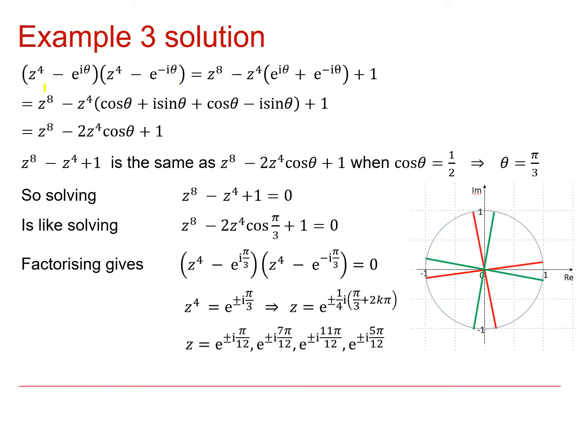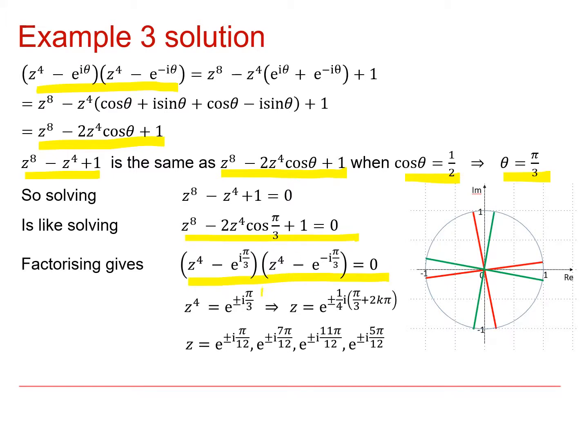There's our first pair of brackets multiplied out to give us this solution. This is where we've identified that this thing that we're going to use is actually the same as that, but when cos theta is equal to a half, so theta is pi by 3. So we're solving that equation, which factorizes back to this with theta equals pi by 3, and that therefore gives me two sets of fourth roots, so I end up with plus or minus these things here. And if we look at our first pair of solutions, e to the plus or minus i pi by 12, that would be these two here. And the others occur in pairs in exactly the same way.